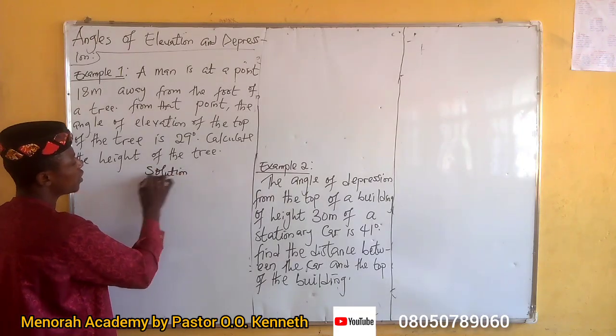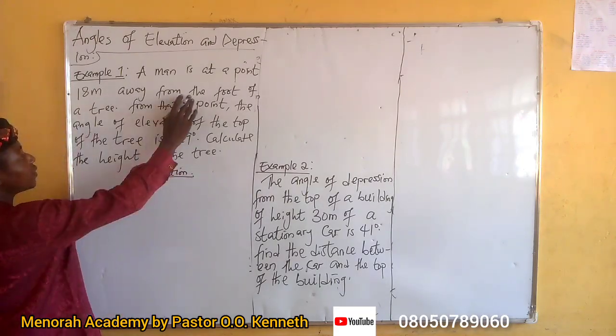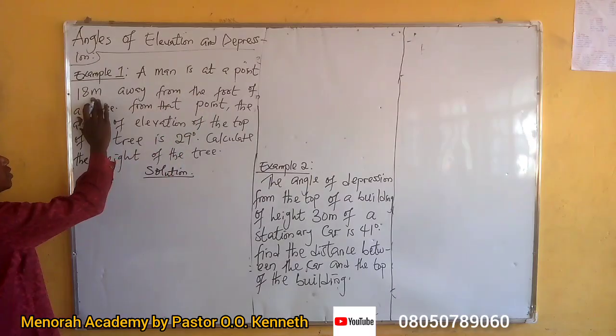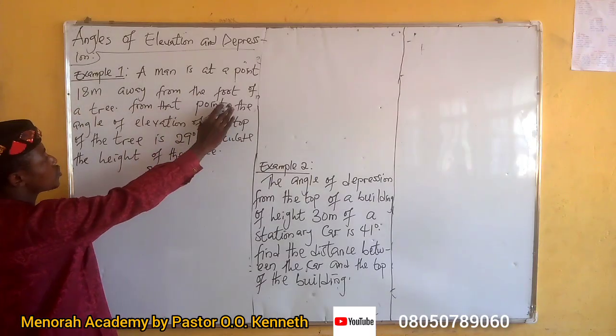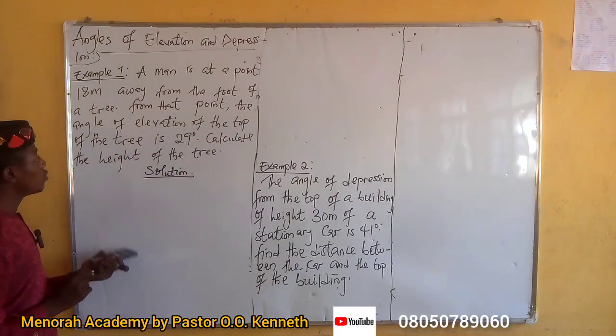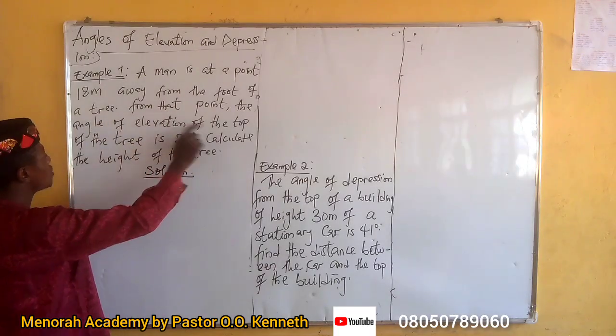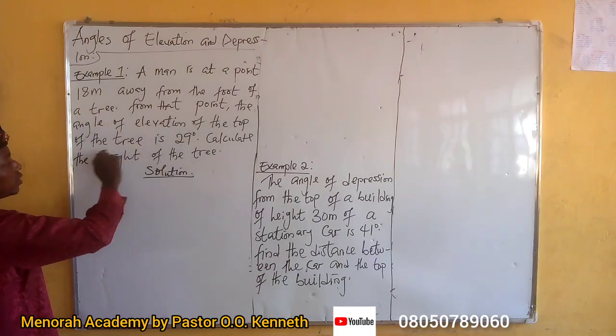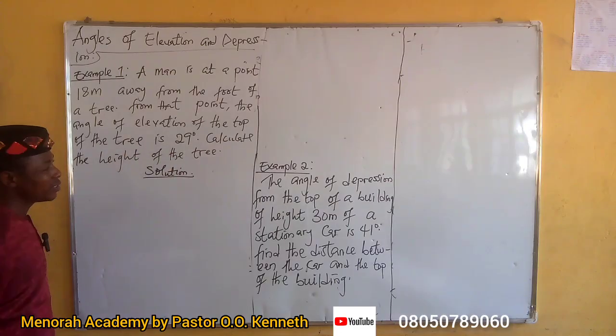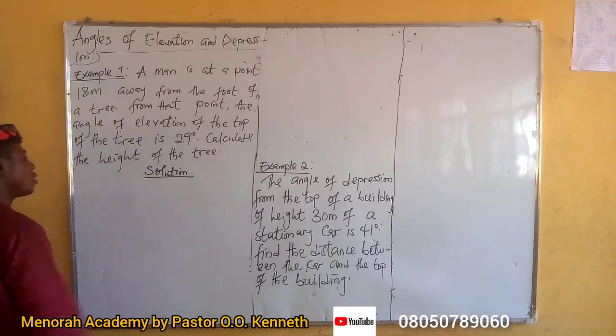Now let's solve it together and see what I mean. A man is at a point 80 meters away from the foot of a tree. There will be a tree and the man is away from it. From that point, the angle of elevation of the top of the tree is 29 degrees. Calculate the height of the tree.